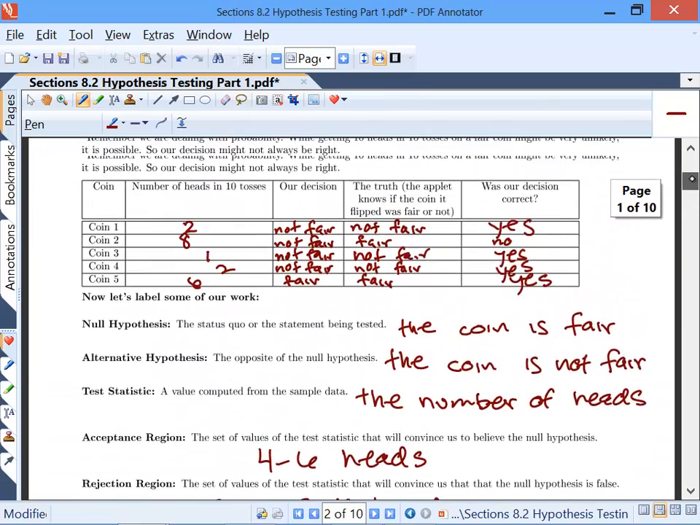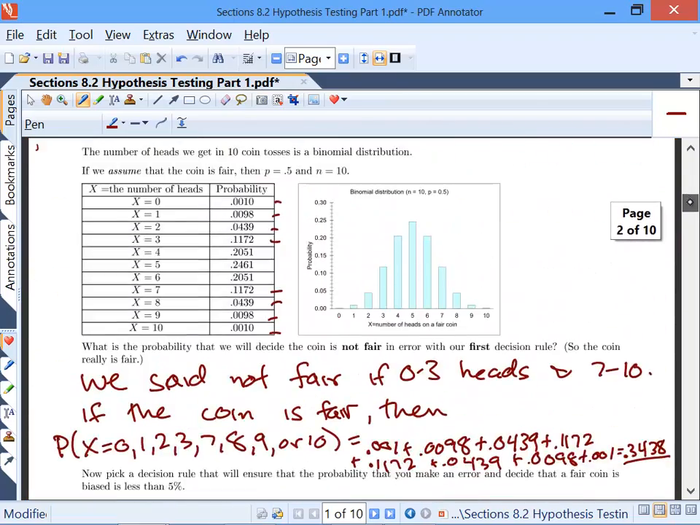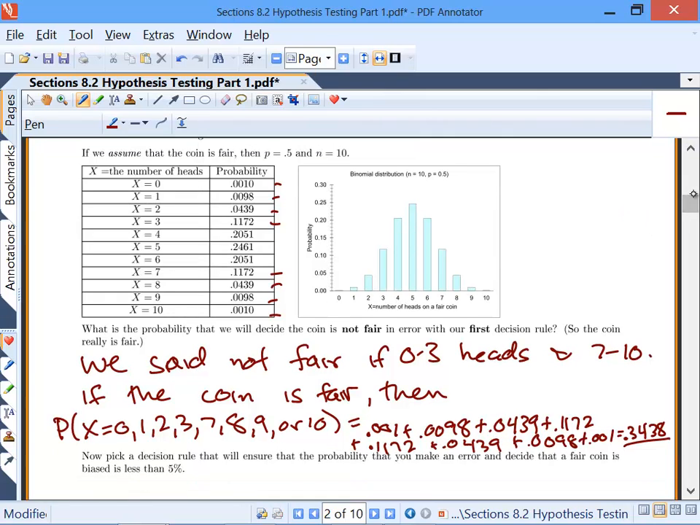Let's go back up and look at our table really quick. So the times, there was one time that it was fair and we decided it was not fair. And that was when we had the 8 heads. Okay. But our probability of making that kind of mistake was 34%. How do you feel about that 34%? Probability of making that type of mistake. That seems pretty high, right?